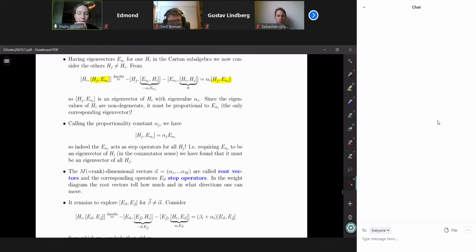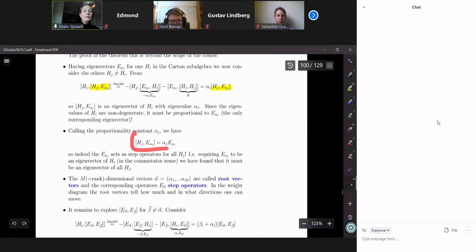And of course, there was nothing special with the Cartan element that I called beta. So I can do this once for each element in the Cartan subalgebra. So my vector of eigenvalues will have as many elements as the rank of the algebra. And these objects are called root vectors, and the corresponding E alphas are called step operators.